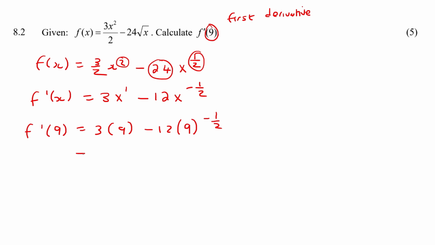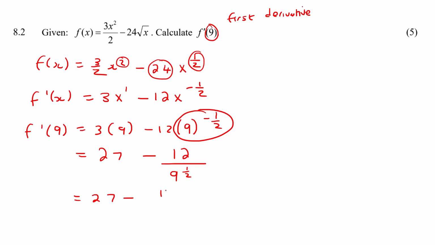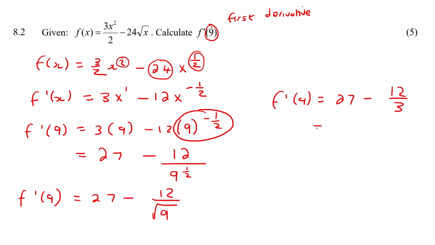Now, they just want you to go and put 9 in the place of x. Okay, and so that'll be 27. Now, we know that 9 to the negative a half is the same as 1 over 9 to the half, just by putting it at the bottom. And we know that a half exponent is the same as a square root. So we could even do it like that. And so if we go calculate, that'll be 27 minus 12 over 3, which would be 27 minus 4, which is 23.